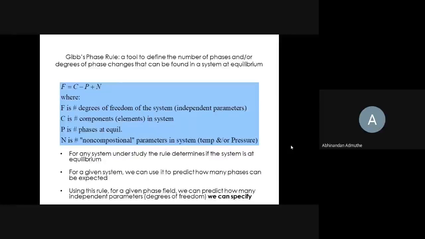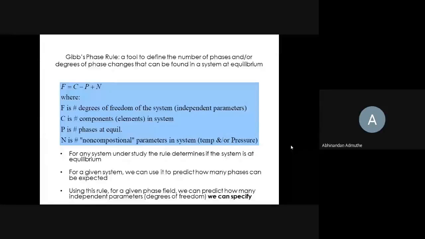In this particular discussion, the Gibbs phase rule plays a very important role, because it is a tool to define the number of phases or degrees of phase changes that can be found in a system at equilibrium. Generally, the Gibbs phase rule is F equals C minus P plus N, where F is degrees of freedom, C is the number of components, P is the number of phases at equilibrium, and N is the number of non-compositional parameters of the system.